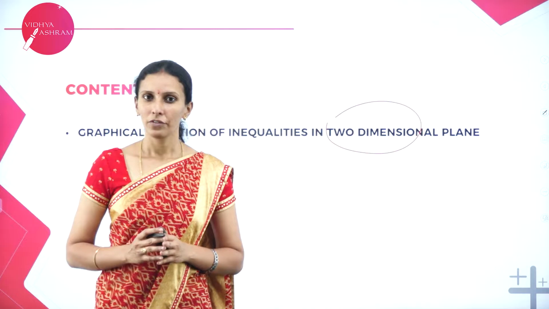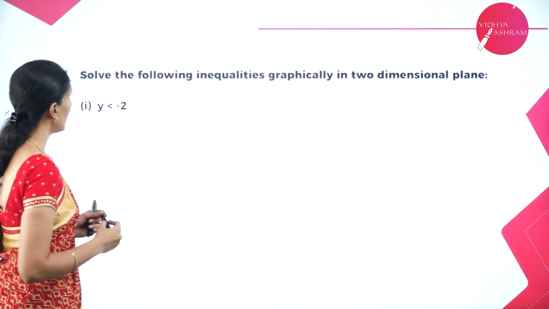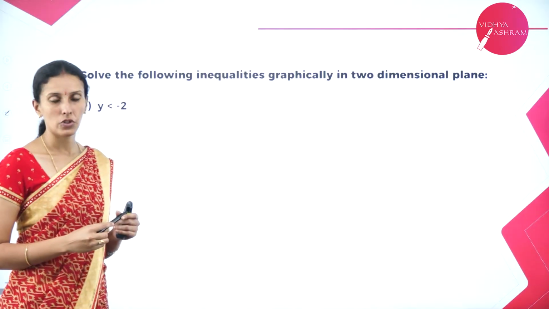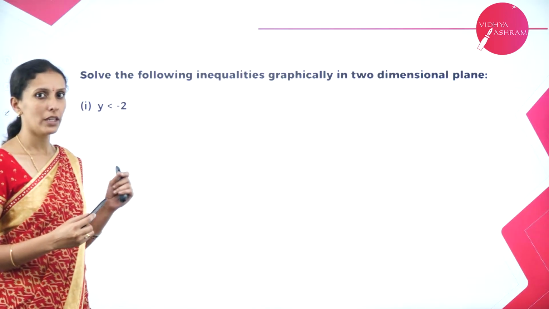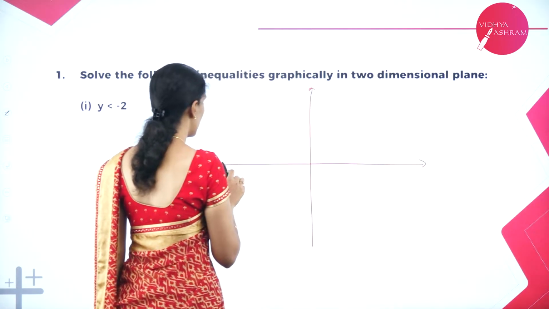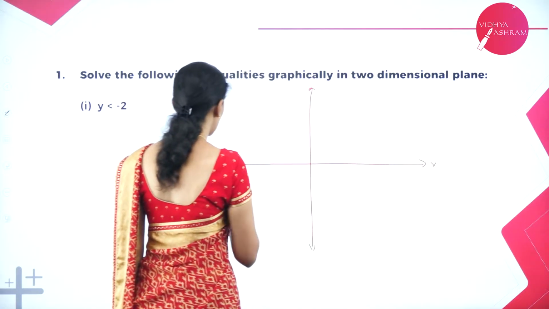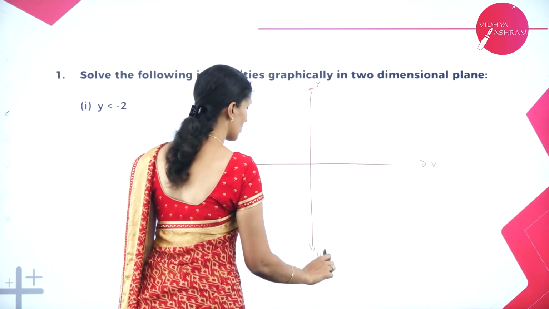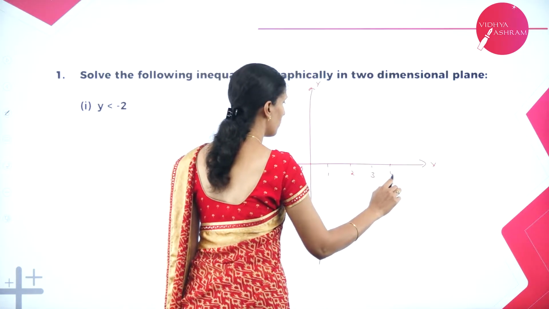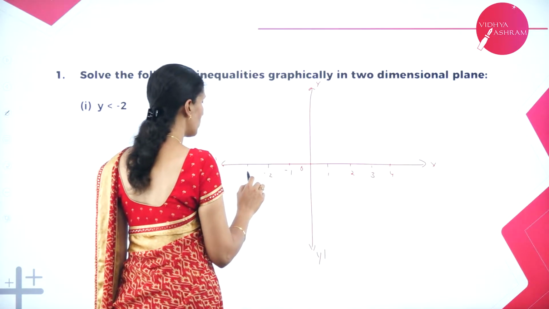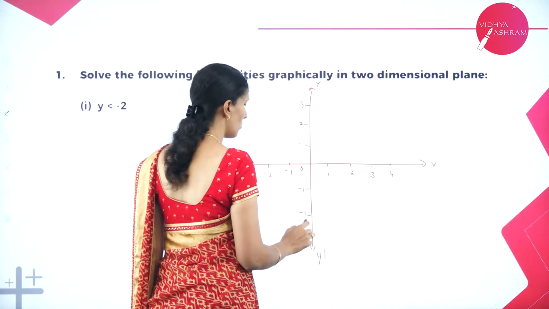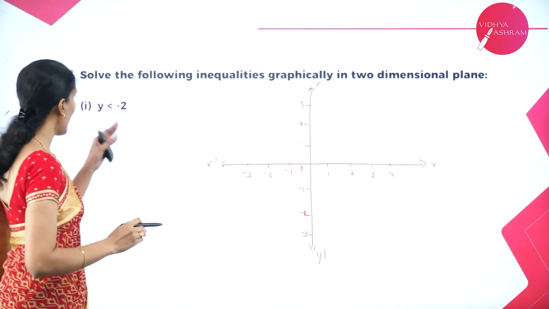So we will take a few inequalities now. Look here, we have solved the following inequalities graphically in the two-dimensional plane. We have y less than or equal to minus 2. Where does the line y equal to minus 2 come? So let us see it now. This is the x axis and this is the y axis, x, x dash, y, y dash. Now 0, 1, 2, 3, 4, minus 1, minus 2, minus 3, and 1, 2, 3, minus 1, minus 2, and minus 3. Now we have y less than minus 2.